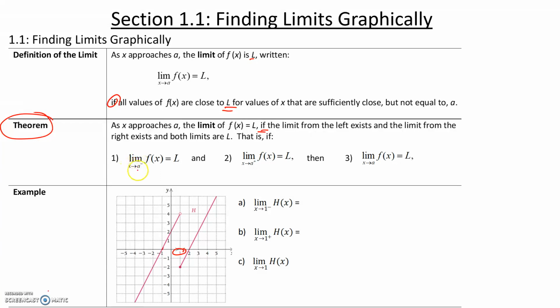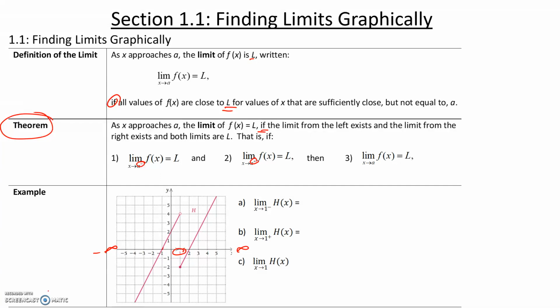The limit as x approaches a, this little negative sign right there, it means that x is going to approach a number a, but coming from the left or coming from negative infinity. And as x approaches a with a plus sign, this means that x is going to approach a from the right or from positive infinity. So negative means approach from the left, positive means approach from the right.